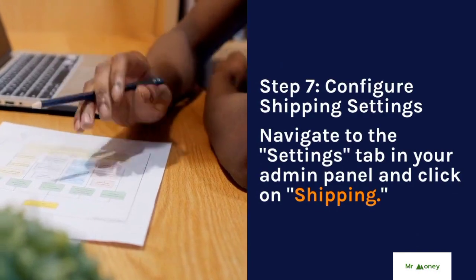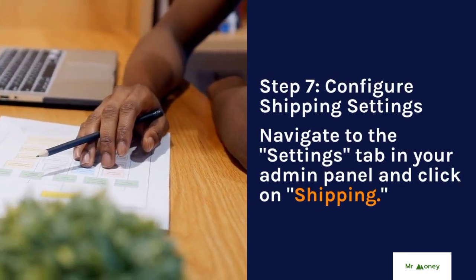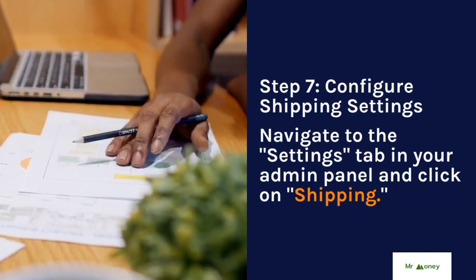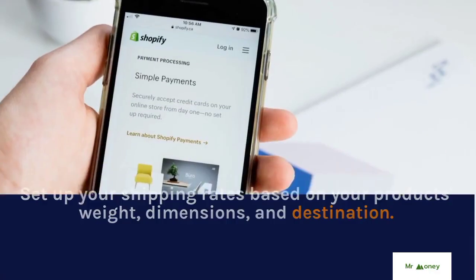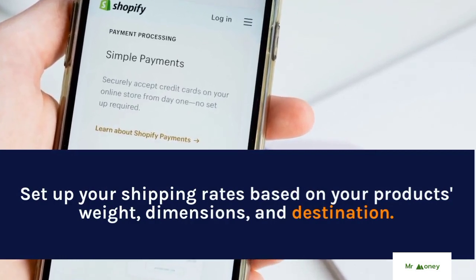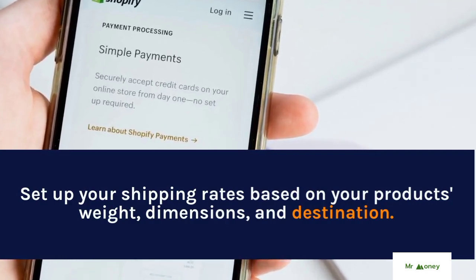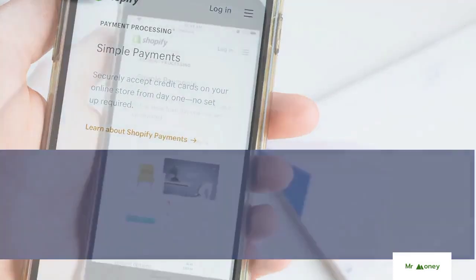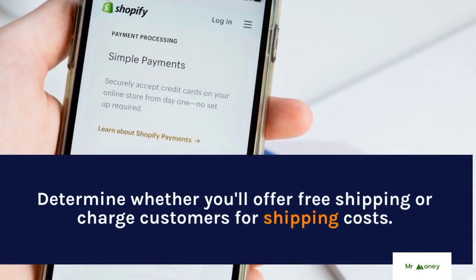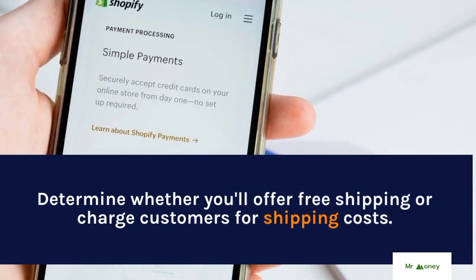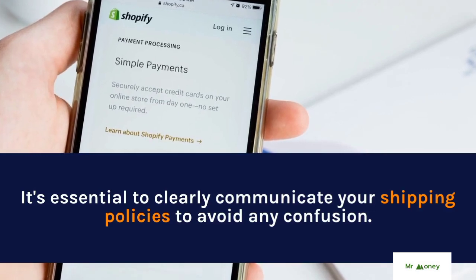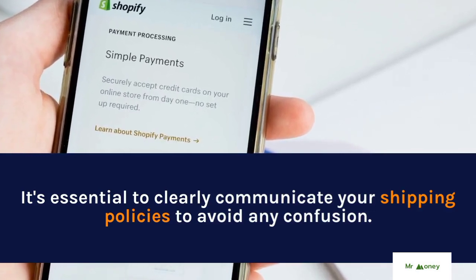Step 7. Configure shipping settings. Navigate to the Settings tab in your admin panel and click on Shipping. Set up your shipping rates based on your product's weight, dimensions, and destination. Determine whether you offer free shipping or charge customers for shipping costs. It's essential to clearly communicate your shipping policies to avoid any confusion.